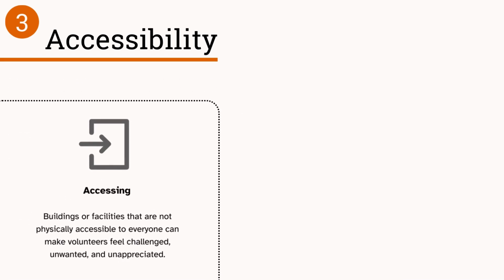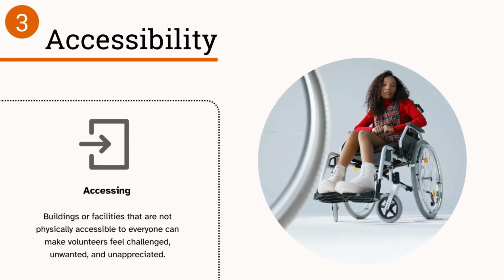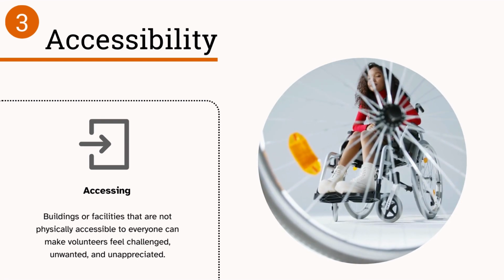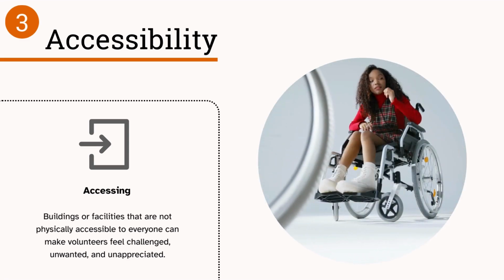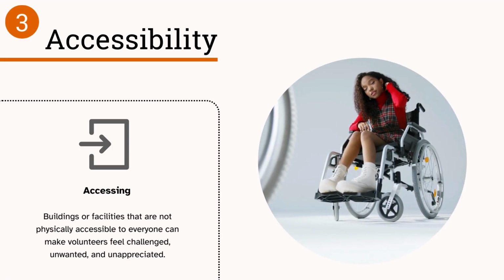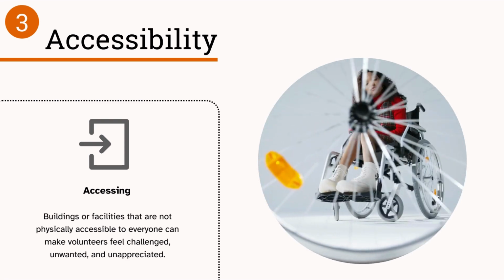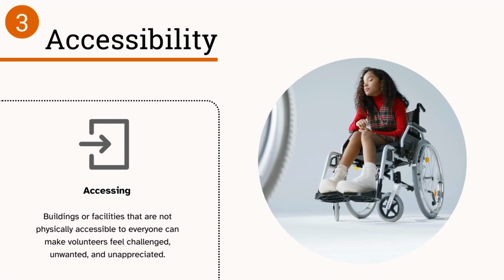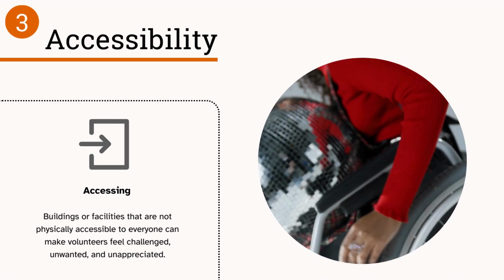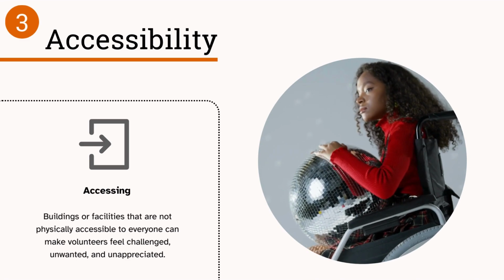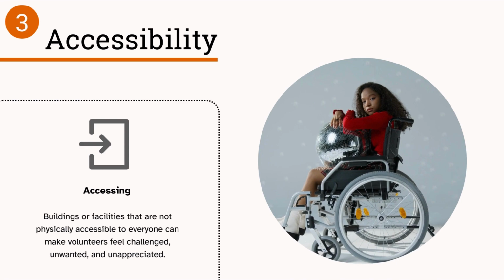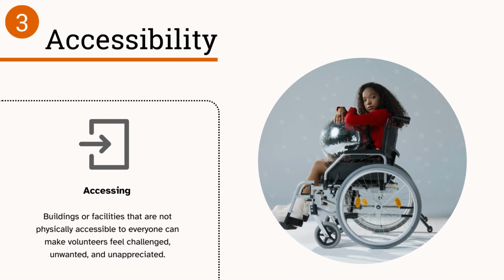Accessibility barriers can also arise when trying to enter a volunteering site. Buildings or facilities that are not physically accessible to everyone can make volunteers feel challenged, unwanted, and unappreciated. Even if your site is physically accessible, if this isn't immediately obvious, for example, if an accessible entrance is not the main entrance, volunteers may be put off. Similarly, if meetings or special events organised away from the volunteering site are held in locations that are not physically accessible, this suggests that certain people are not invited.